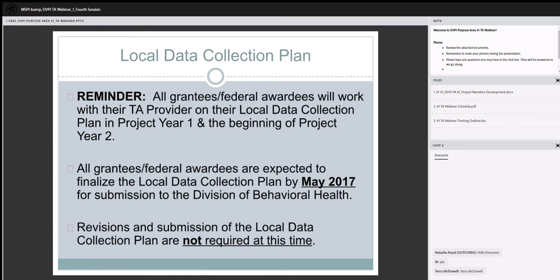But this part deals with your local data collection plan. All awardees are expected to finalize the local data collection plan by May of 2017. Revisions and submission of the local data collection plan are not required at this time, so you have more time for the data collection plan. That being said, work with your TA provider. Keep them in the loop on what your project narratives are and your budget and what your goals are so that they can help figure out how to do the local data collection plan.